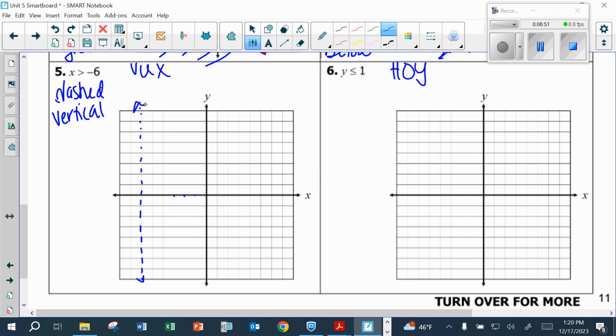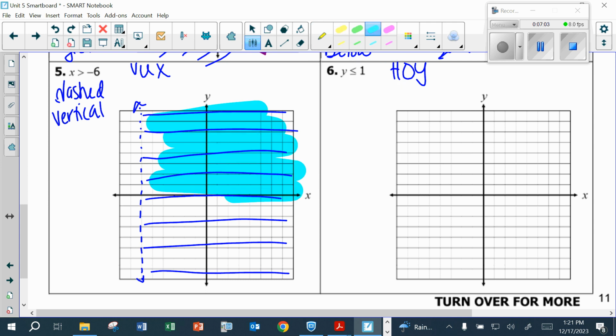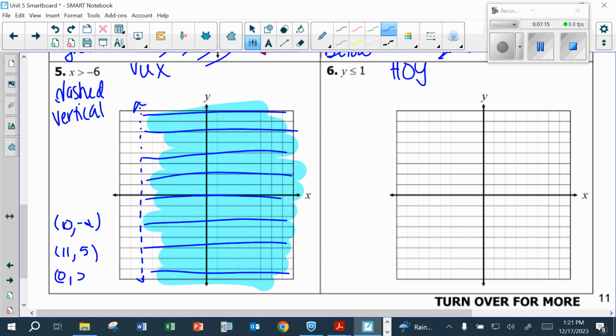Now, all values of x that are greater than -6 are going to be this way. Think about positive numbers. So everything in this area is going to have an x value that's greater than -6. You could just list a bunch: 10, -2, doesn't even matter what y is. 11, 5, 0, 2, all of these would be solutions, and then some.